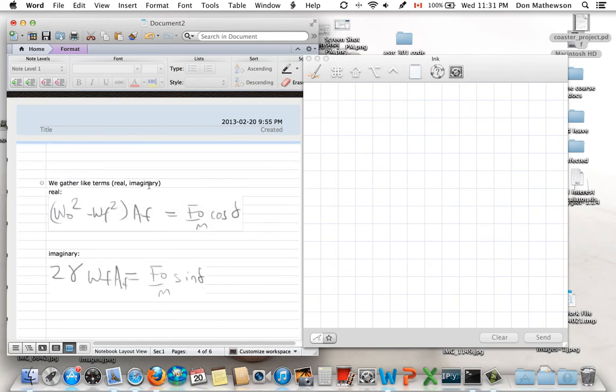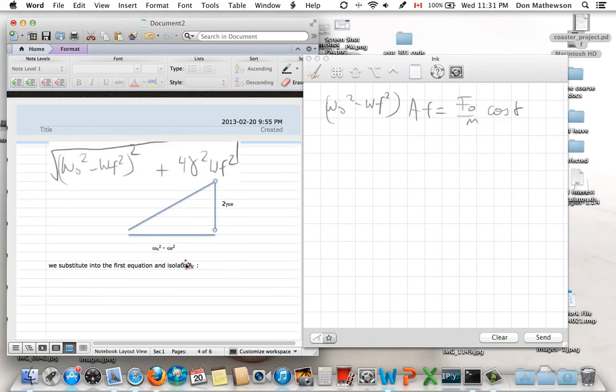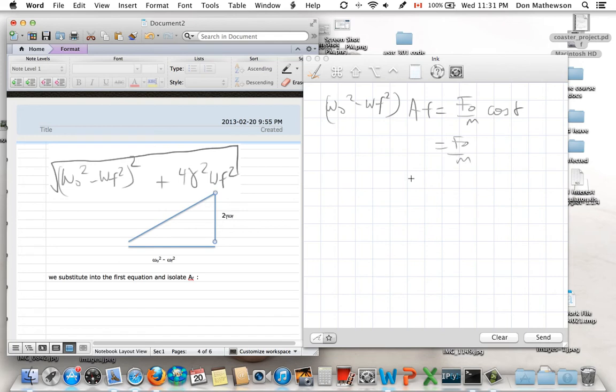So let's go back to our equation here, which was omega naught squared minus omega f squared AF is f naught over m cos delta. So now I want to substitute in for cos delta. Cos delta will be this divided by this huge, monstrously ugly square root term. Well, then you see that this term cancels on both sides, and we can actually solve for AF. It's F naught over M divided by this big ugly square root expression here.